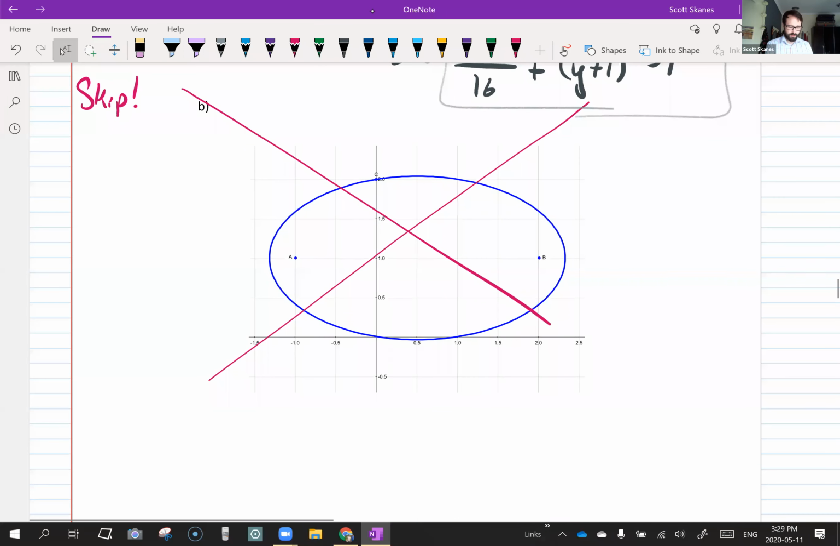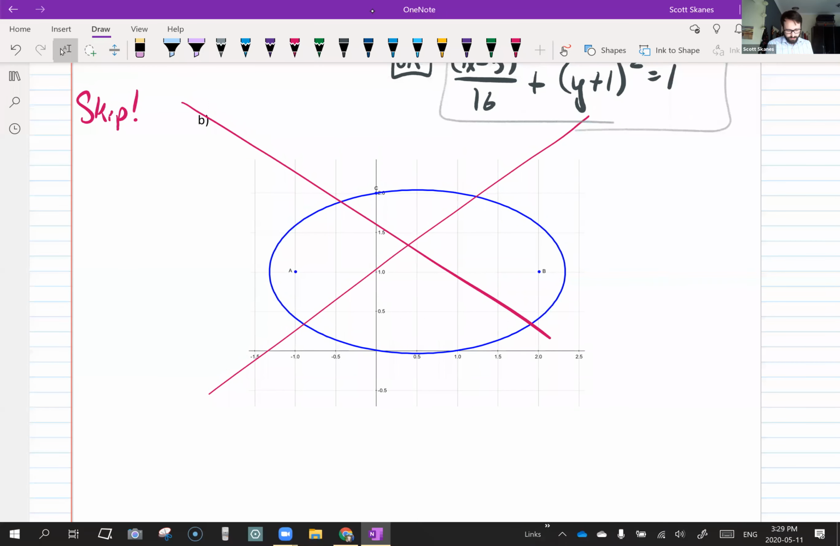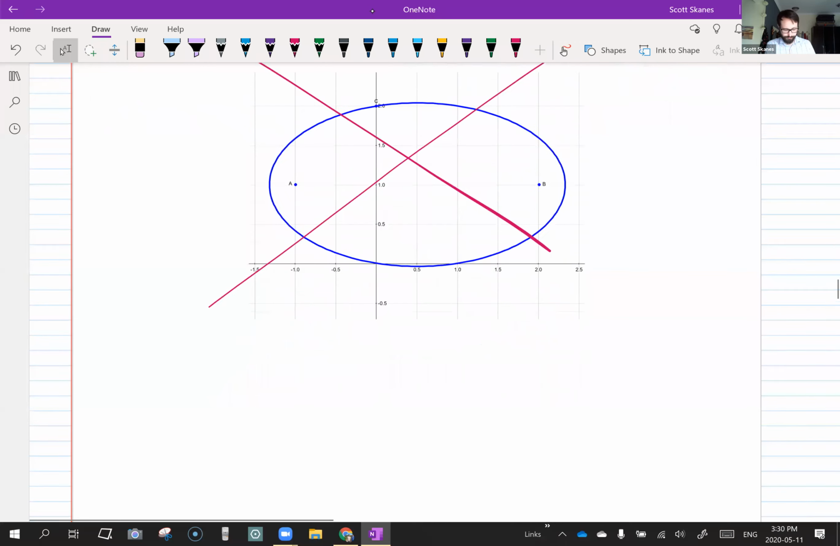B, skip. The numbers are way too weird. It's too complicated. You'd have to be guessing. It doesn't make any sense. So you can skip that one.